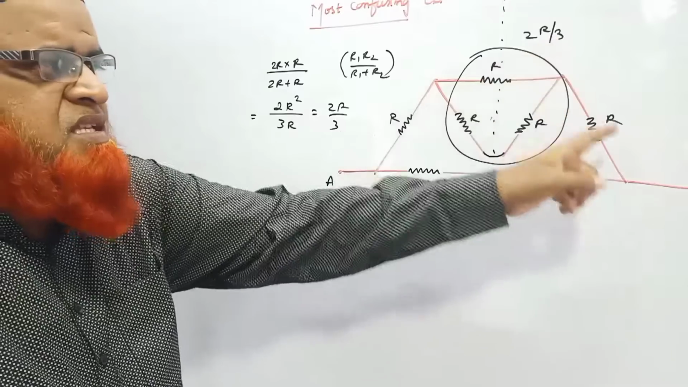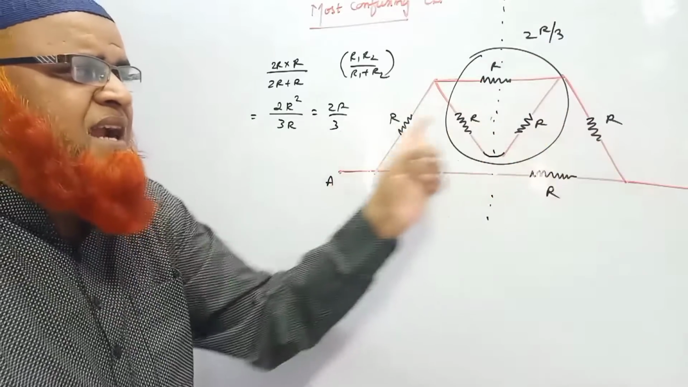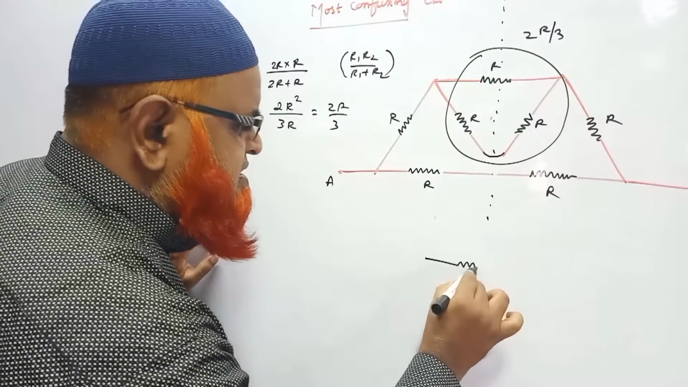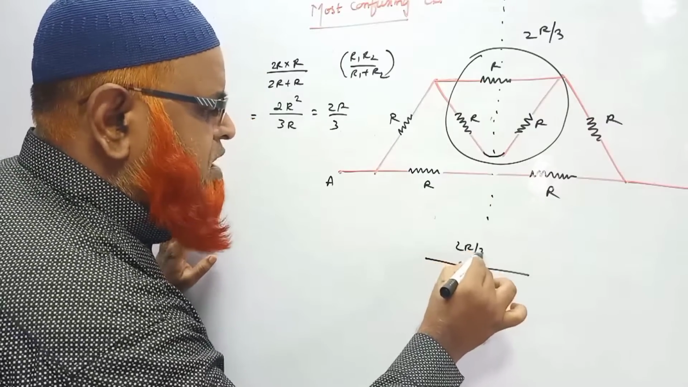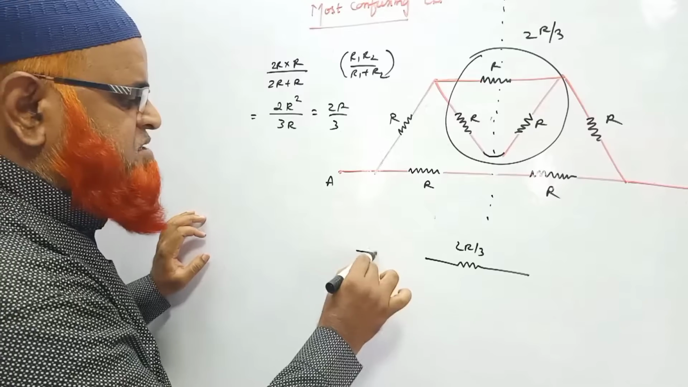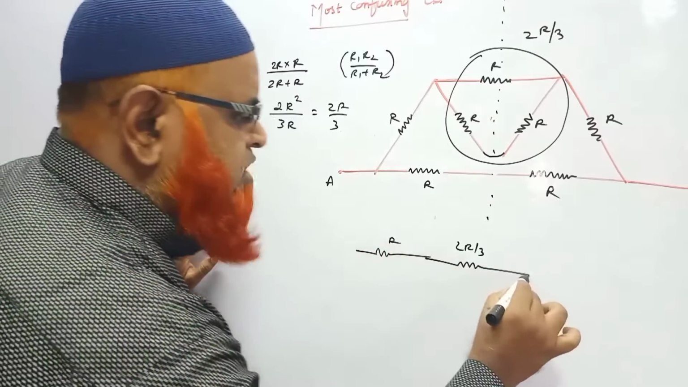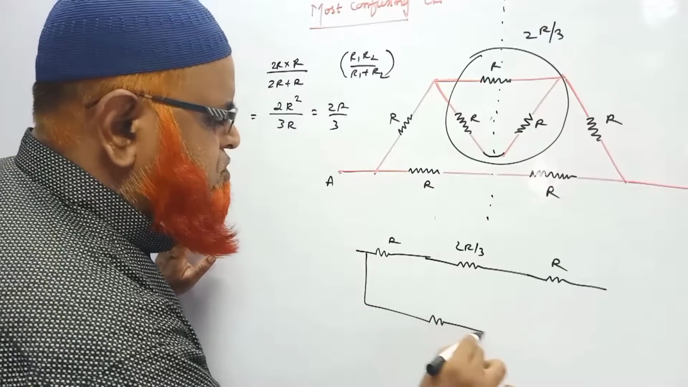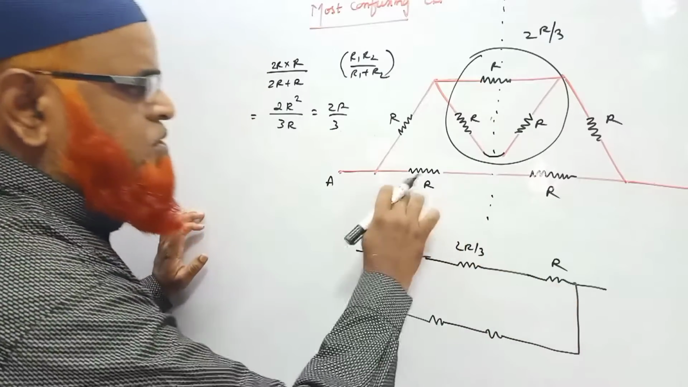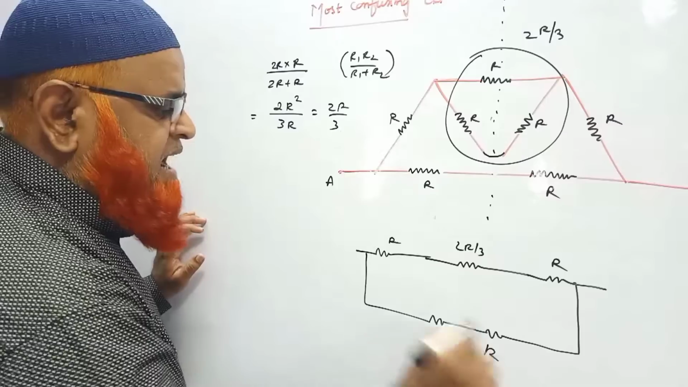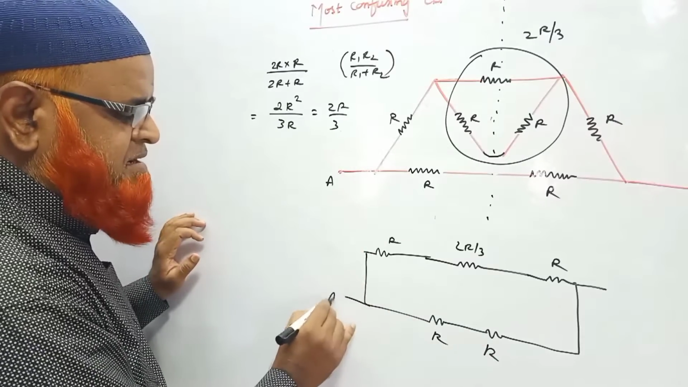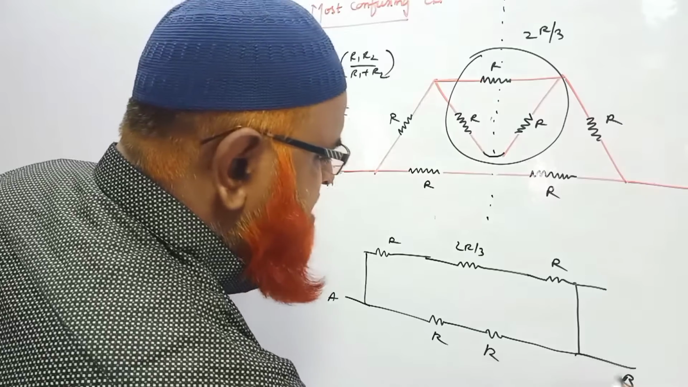2R by 3 is connected in series with R and R now. So just simplify this circuit and write like this. This is 2R by 3. And this is R, and one more R. This is completely connected to the two resistors which are below. This is R and R. This is A and B. You can take A and B here also, doesn't matter. You can take A and B here.